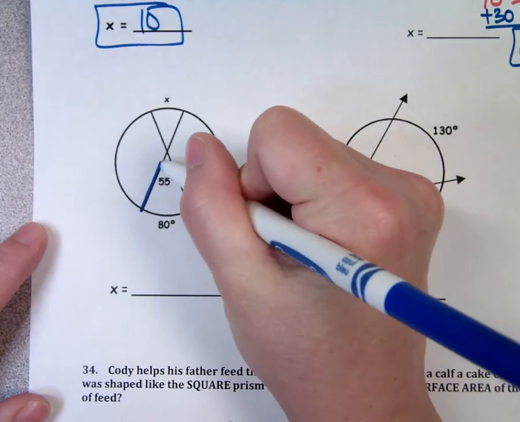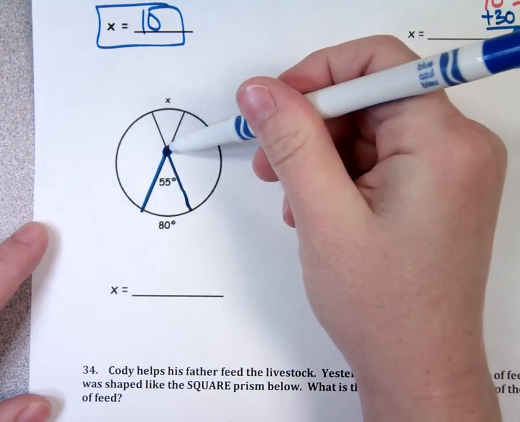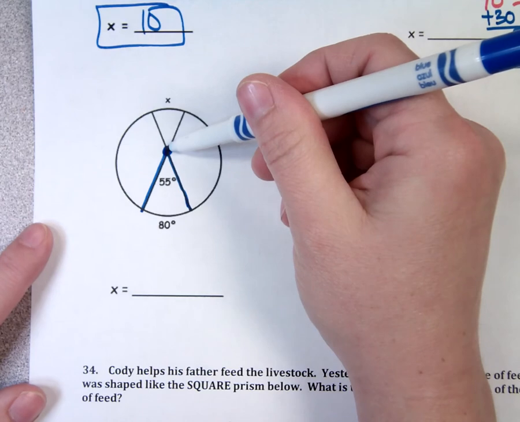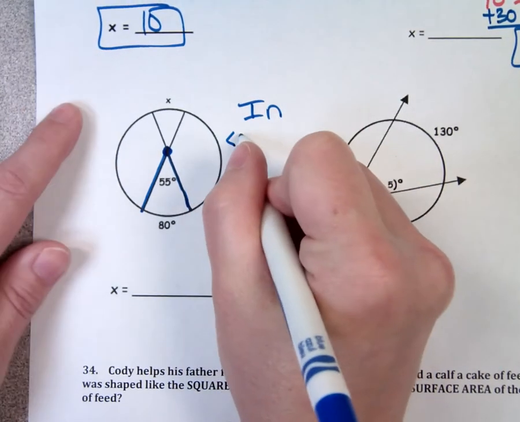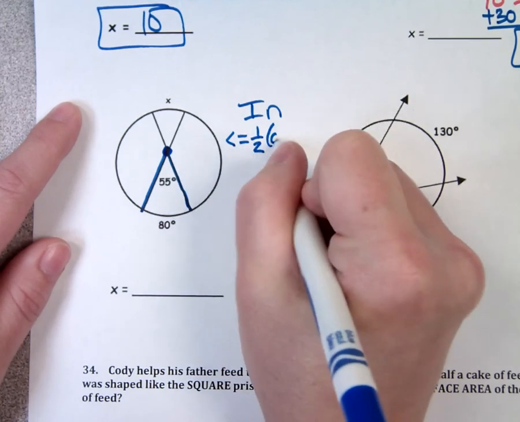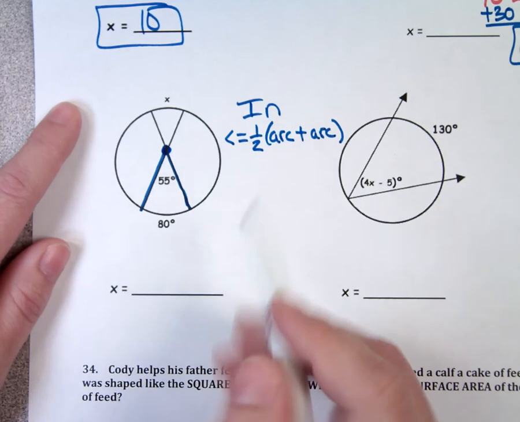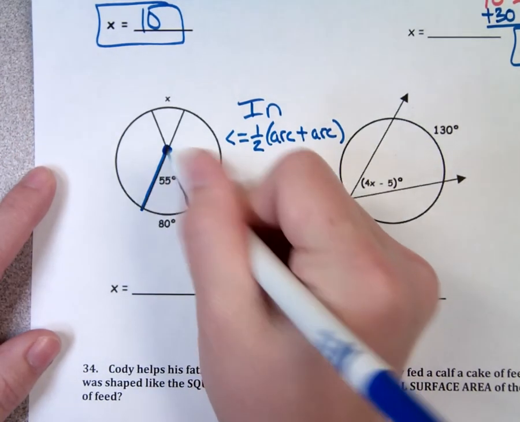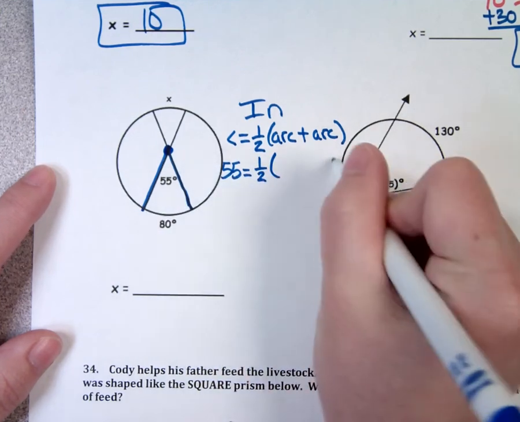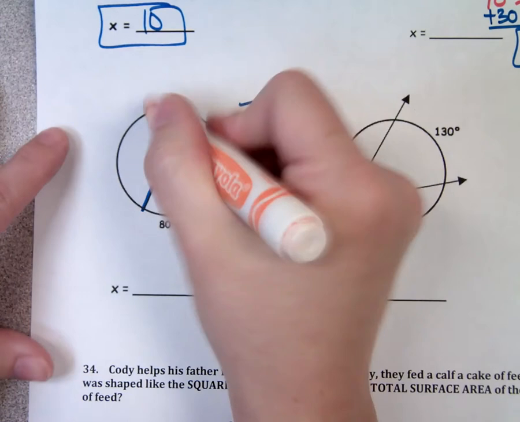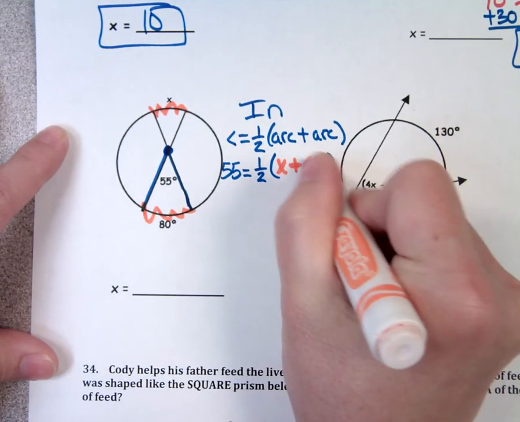This angle's vertex that we see right here, would you say that it is at the center of the circle, in the circle, on the circle, or out of the circle? It's in the circle. So our formula for finding the angle is half of arc plus arc. Okay, which one's the angle? 55 degrees, that's the angle. Recopy the equals 1/2, and now I want to add the arcs. So one of the arcs is the x, plus the other arc is the 80.